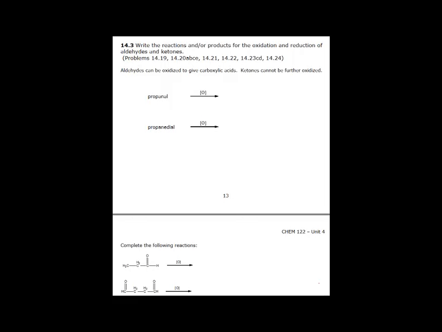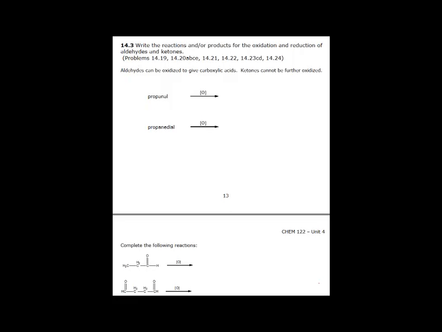In the last lecture, we learned how to name aldehydes and ketones. Now we're going to learn what reactions aldehydes and ketones can undergo. Remember that primary alcohols can be oxidized to give aldehydes. Secondary alcohols can be oxidized to give ketones. So now we're going to investigate what reactions aldehydes and ketones can undergo.